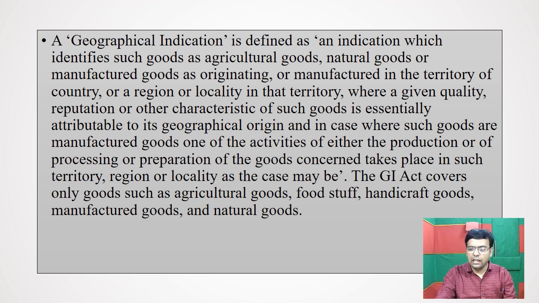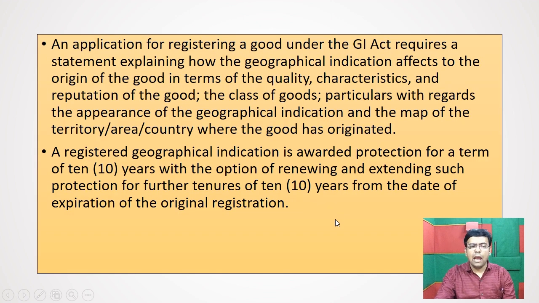The Geographical Indication Act covers only goods such as agricultural goods, foodstuff, handicraft goods, manufactured goods, and natural goods. An application for registering a good under the Geographical Indication Act requires a statement explaining how the geographical indication relates to the origin of the good in terms of the quality, characteristics and reputation of the good, the class of the good, particulars with regard to the appearance of the geographical indication and the map of the territory, area, country where the good has originated.